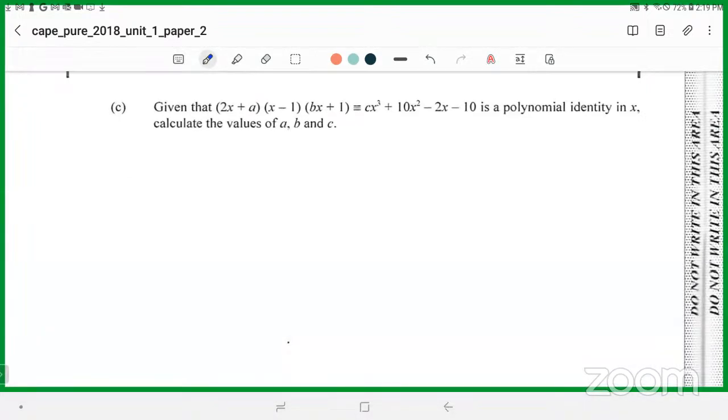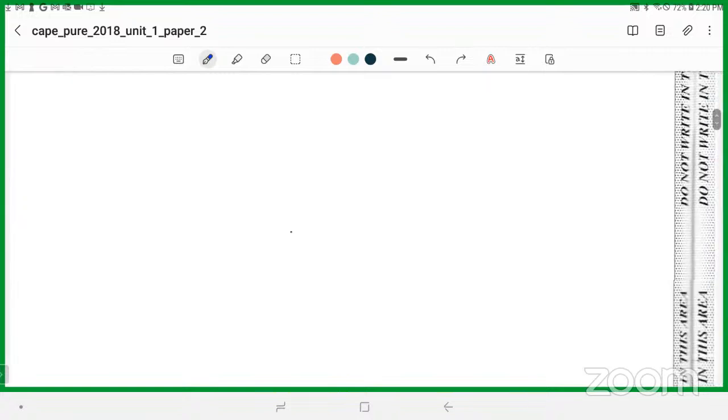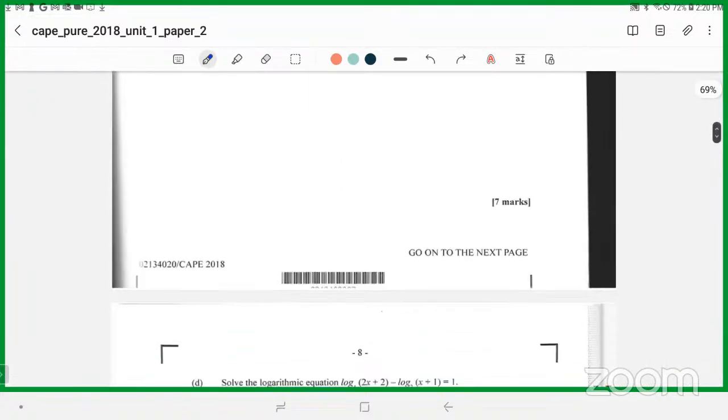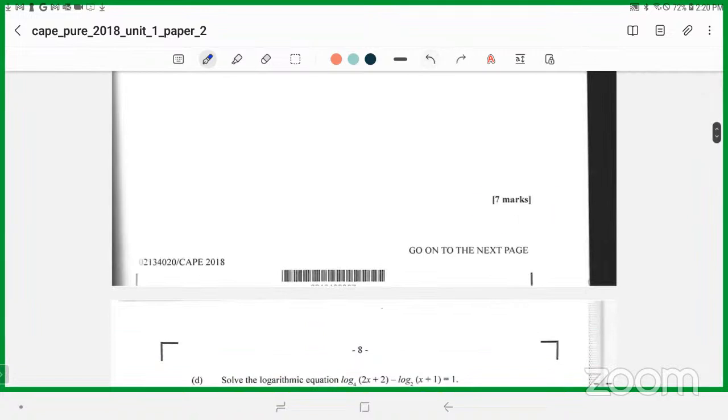This one says, given that this thing is equal to this thing, they want us to determine the values for A, B, and C. How do you think we can approach this, guys? Any idea? How many marks is it? So many marks for this, and 2 pages they're giving now. Wow. 7 marks, 2 pages.